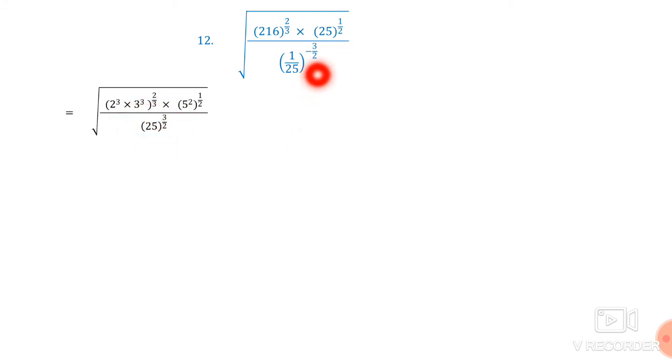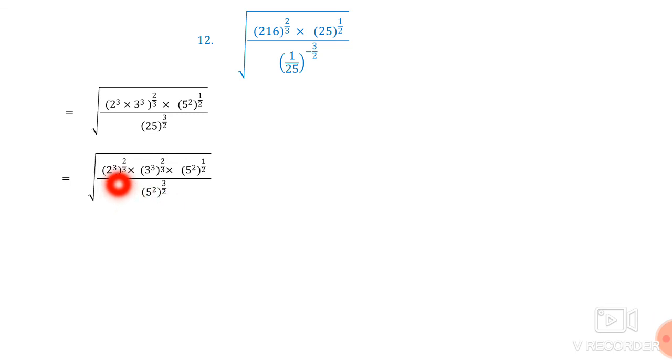This negative exponent can be converted into positive exponent. So we take the reciprocal, and the negative exponent now becomes positive exponent. Applying the rule, whole exponent can be applied to every term separately. It has become 2 cube whole exponent 2 upon 3, 3 cube whole exponent 2 upon 3. It is same, 5 square exponent 1 upon 2, and 25 is equal to 5 square exponent 3 upon 2.